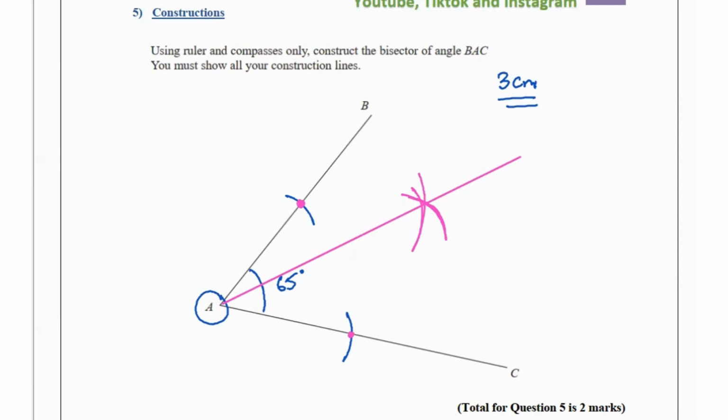To check if your angle bisector is correct, you will take your protractor and you will measure this angle. If it's exactly half of 65, which is 32.5, then your angle bisector is correct. So that's how you draw the angle bisector.